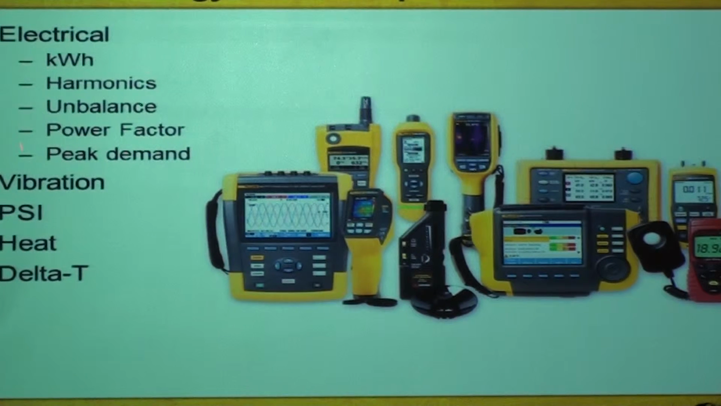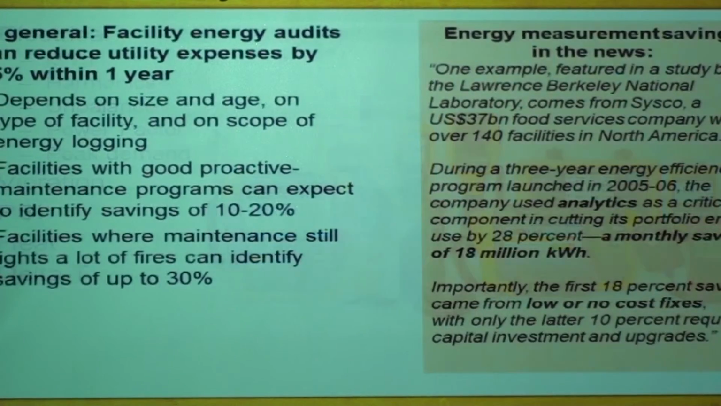So in the electrical world, kilowatt hours, energy consumption, to measure harmonics, because harmonics is a manifestation of heat as well. Unbalance, power factor, peak demand is something that is also measured with power quality. Vibration, PSI, which stands for pounds per square inch. Pressure differences, heat, and of course the delta T. The delta T is the difference in temperature, which is what you also want to measure.